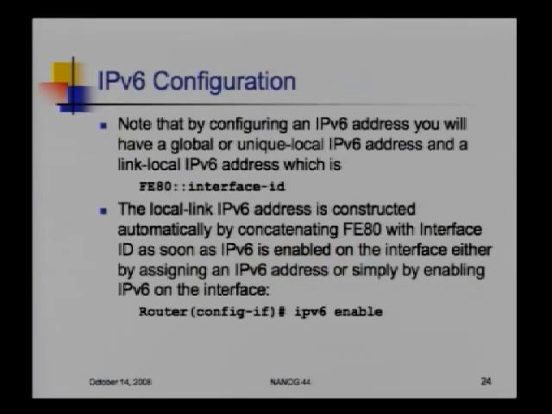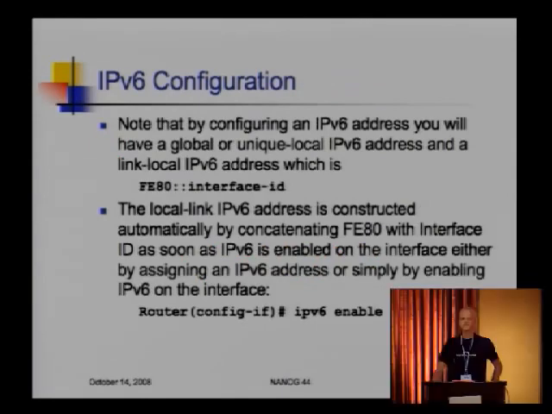Now, when you actually activate an interface with v6, for example, with the iOS configuration there saying IPv6 enable, you will automatically get what's called a link local IPv6 address. So every interface will have that, whether you configure a real v6 address, or in other words, a global unicast v6 address, you will always have a link local address there as well. That's one of the differences between v4 and v6. The connectivity between devices is done at the link local level.